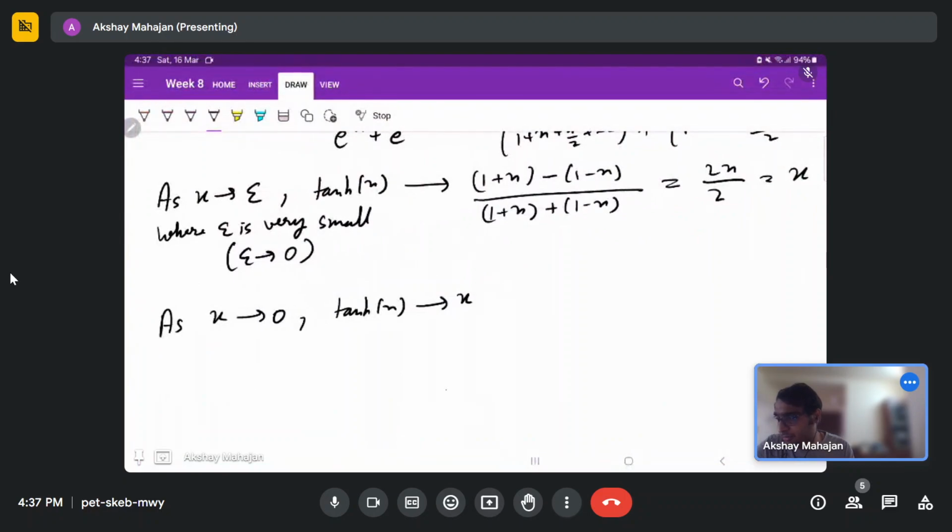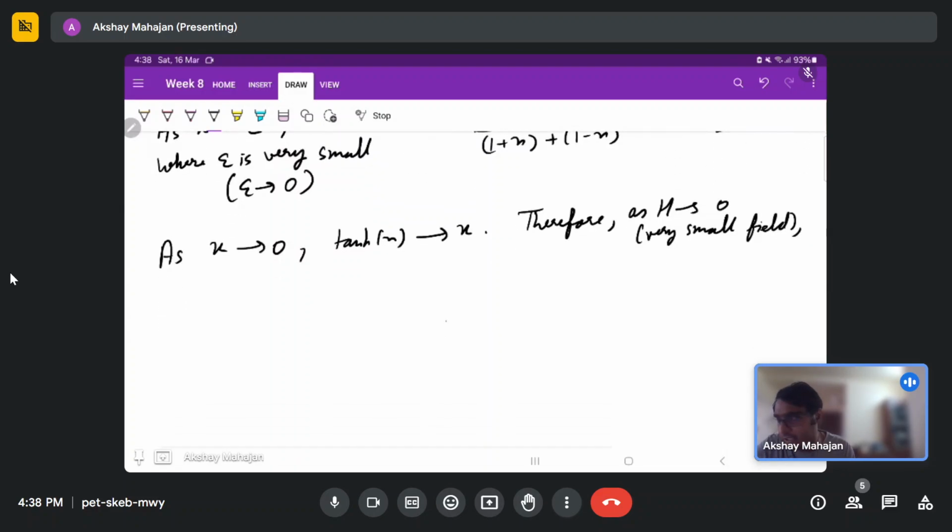Therefore, this tan hyperbolic x tends towards x. Therefore, as x tends towards 0, very small field. Basically, what will happen for a small applied magnetic field? Therefore, this mu_B H by k_B T will tend towards mu_B H by k_B T.